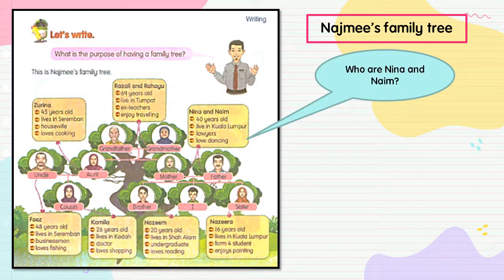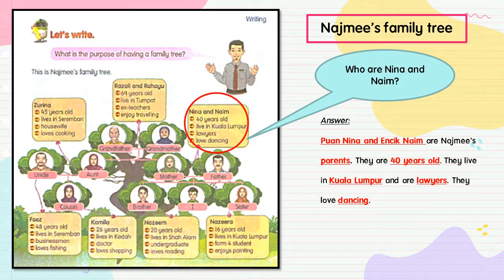Who are Nina and Naim? Again, please refer to the family tree. Okay, this is the answer. Puan Nina and Encik Naim are Najmee's parents. They are 40 years old. They live in Kuala Lumpur and are lawyers. They love dancing.